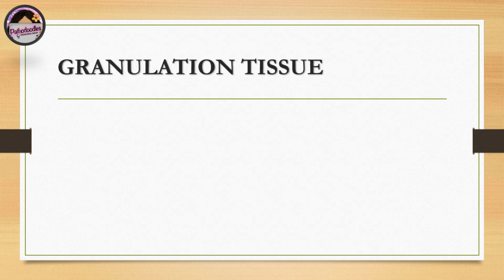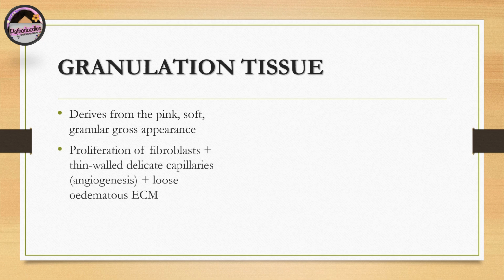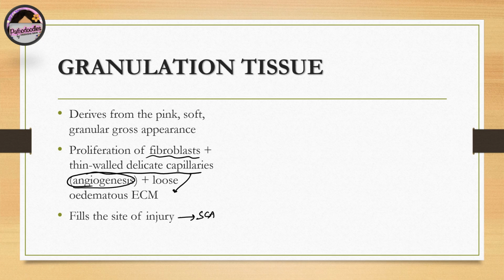Next is granulation tissue. Now, granulation tissue is called so because it has a nice granular, pink, soft, fleshy appearance on gross. And it's made up of three things: fibroblasts, capillaries, which is a sign of angiogenesis, again a sign of repair, and loose edematous ECM because there is leakage from these capillaries. ECM, extracellular matrix. It fills the site of injury, so it's important for scar formation. And it usually contains type 3 collagen, which by the time scar forms is remodeled to type 1 collagen.